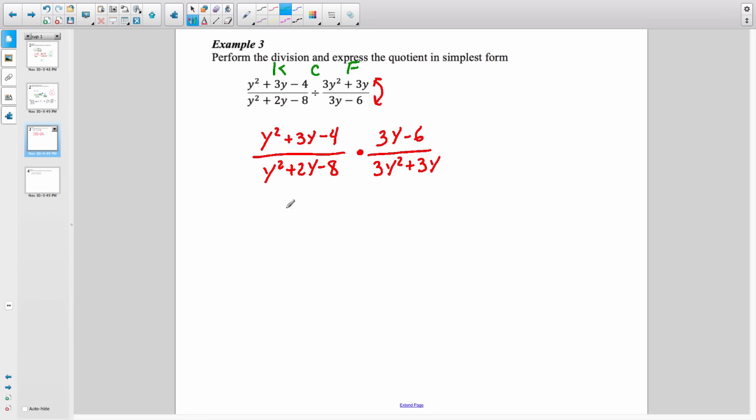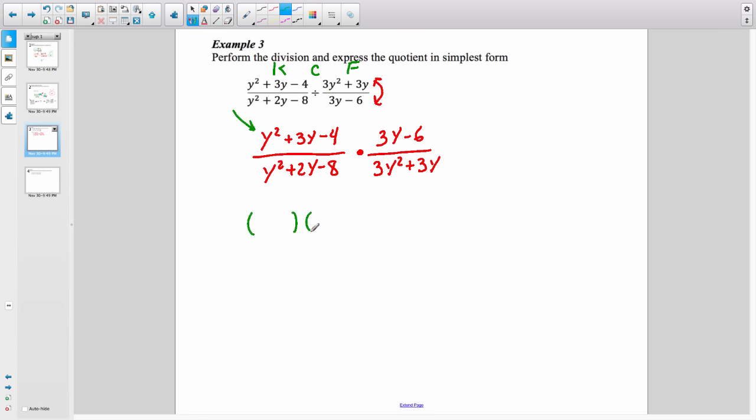Okay, so now we're back to the first two examples. Maybe the factoring might be a little more difficult, but nonetheless, we're going to factor, cancel out the matching factors, and whatever's left we'll deal with from there. Okay, so let's factor this.